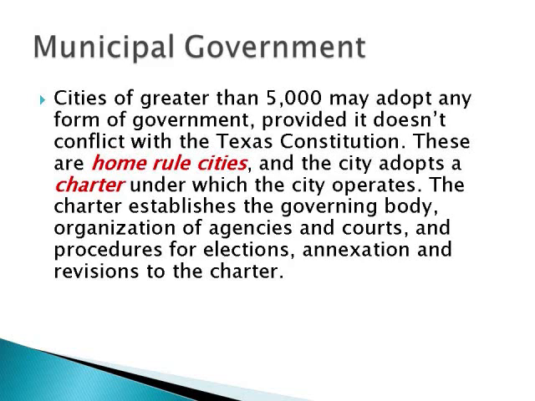The charter establishes the form of city government, the organization of city departments, agencies, and courts, as well as provisions for annexation and elections and revisions to the city charter itself. It is, in a sense, then, a constitution for the city government. The remainder of our discussion will focus on the various forms of municipal government found in Texas's home rule municipalities.